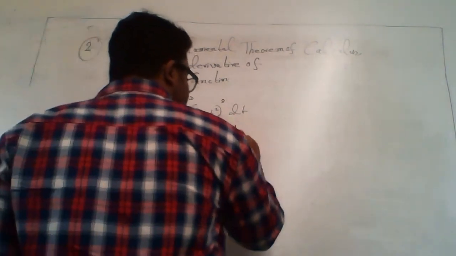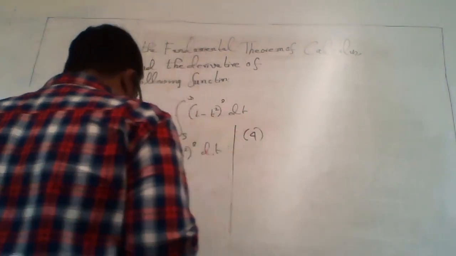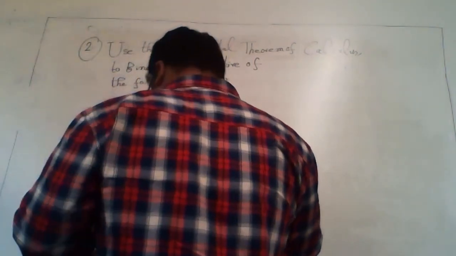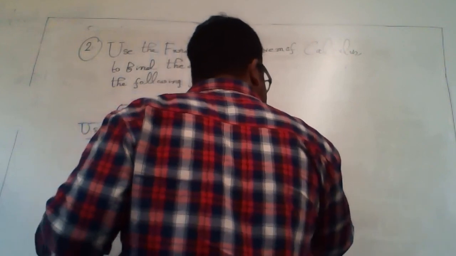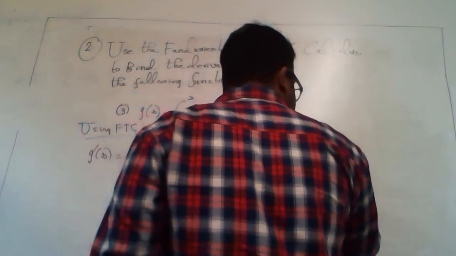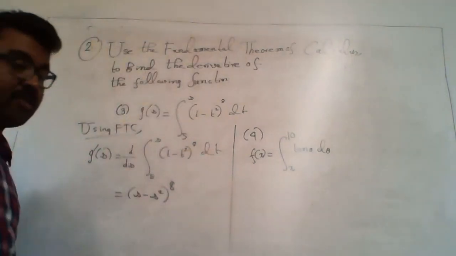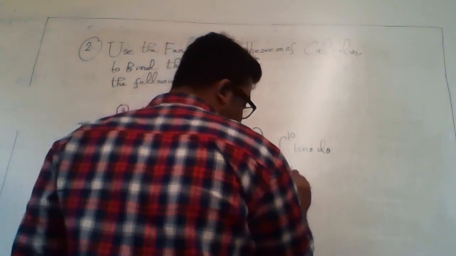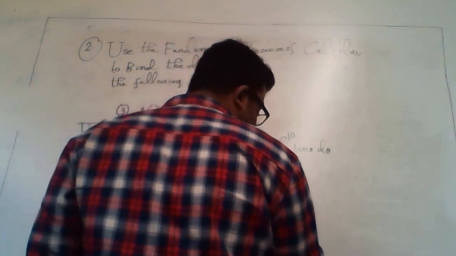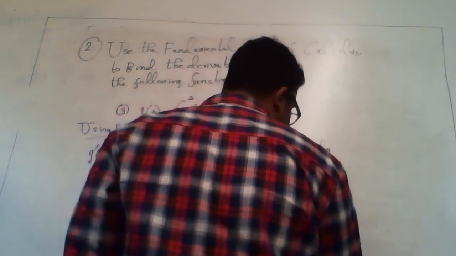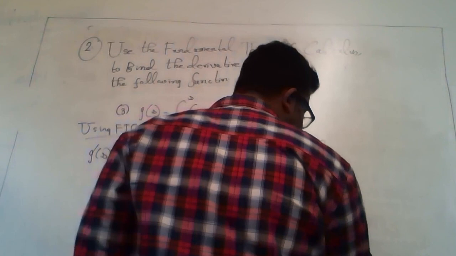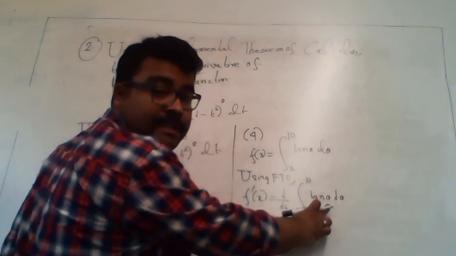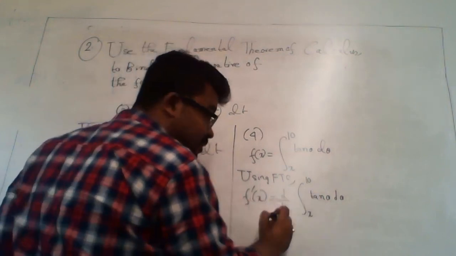The last problem, 4. Here your function was f(x) equals the integral from x to 10 of tan theta, right? So here using FTC, f prime x will be d/dx of the integral of tan theta. Differentiation and integration will cancel each other. I will be left with whatever was there, but with this theta replaced by my original variable, that is x. So I'll have tan of x.